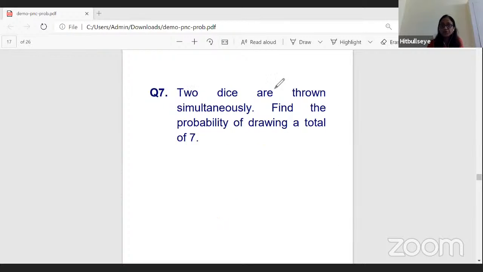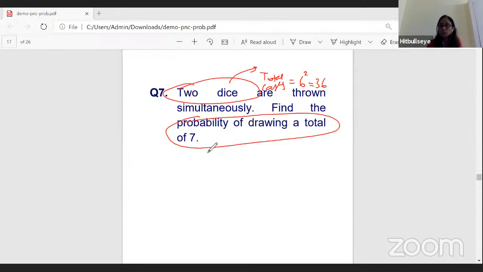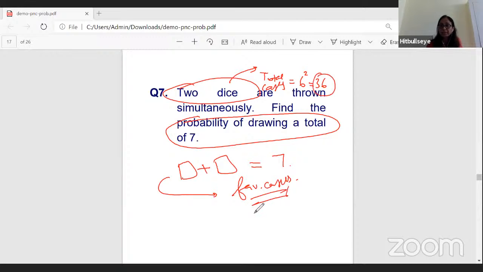So here in this question, you're throwing two dice. First of all, focus on total cases. How many total cases are there? Total cases are going to be 6 raised to power 2, that is 36. How many are favorable for you? Favorable are those which give me a total of 7, that is, the number on the first die and the number on the second die have to sum to 7. So this will tell me how many are favorable. The favorable cases will be kept in the numerator, and total cases, which is 36, will be kept in the denominator.